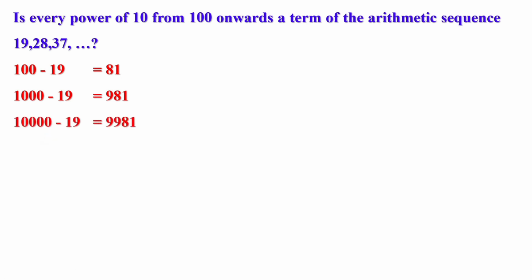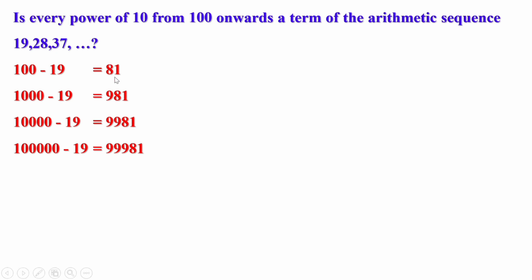Now take 10,000 and find the difference between 10,000 and 19. The difference is 9,981. It is also a multiple of 9 as it contains 9s and 81. Now let me take 1 lakh. What is the difference between 1 lakh and 19? It is 99,981. It's also a multiple of 9 as it contains 9s and 81.